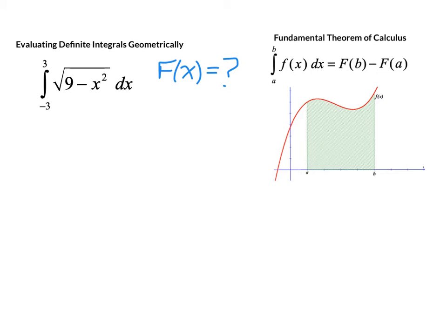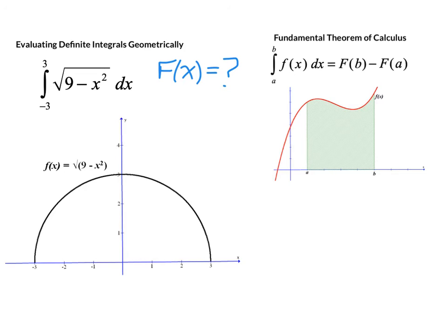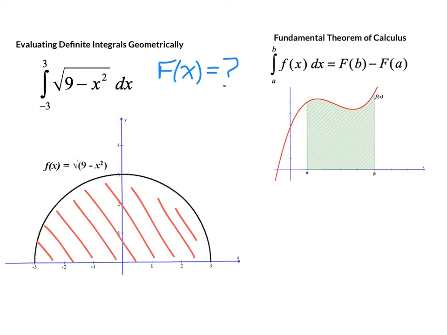However, we get lucky here because we don't have to figure out the antiderivative if we remember what this graph looks like. It turns out that the graph of this function is a semicircle. The square root of 9 minus x squared is the upper half of the equation x squared plus y squared equals 9, which is a circle centered at the origin with a radius of 3. So that's what we're looking at here. By understanding the area of a circle formula from geometry, the area of a full circle is pi r squared, so the area of our semicircle is 1/2 pi r squared. And our radius is 3.